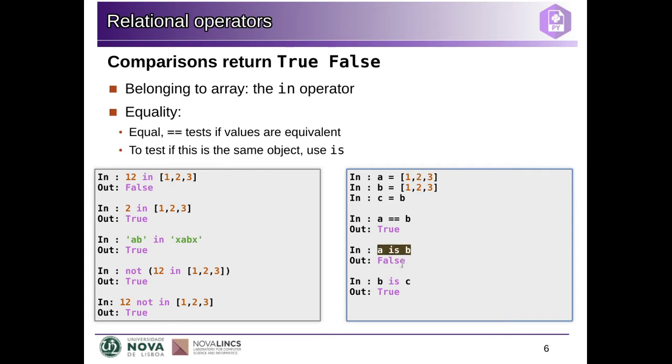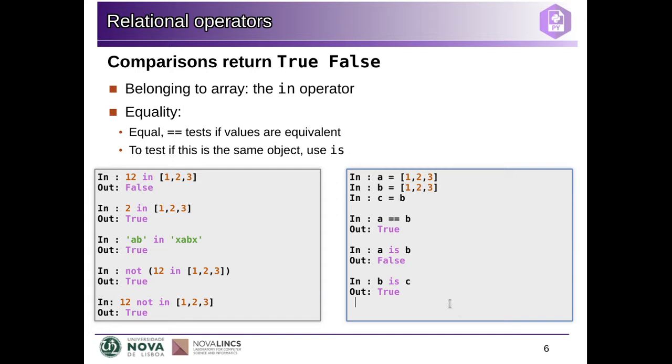However, A is B is false because A is pointing to one object and B is pointing to a different object. So they are not the same object. The lists have the same contents, but they are not the same list. However, C is pointing to the same object as B. So B is C is true. This is one way you can distinguish what happens if you change one of the lists.